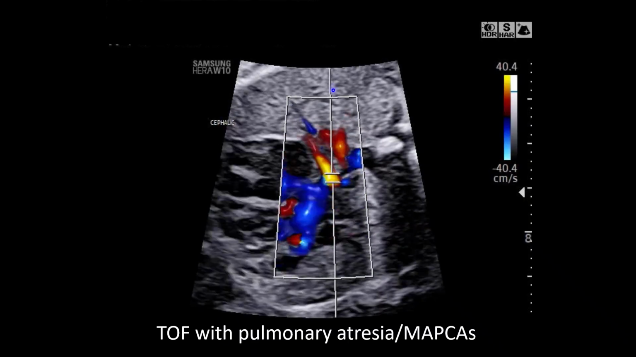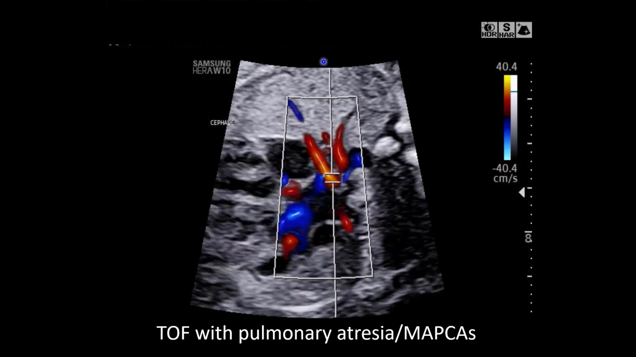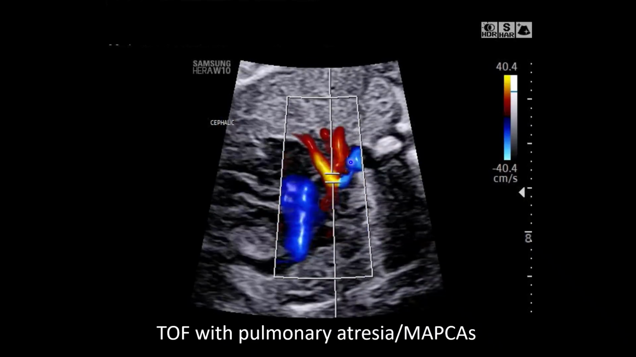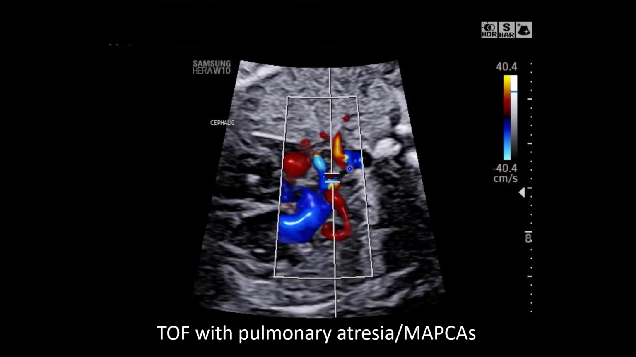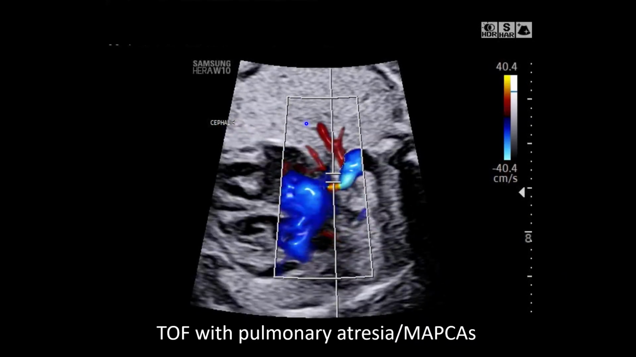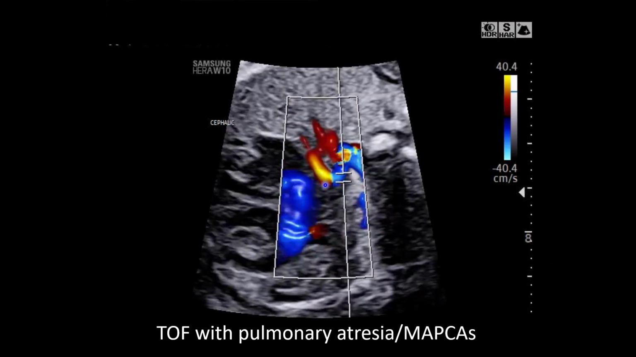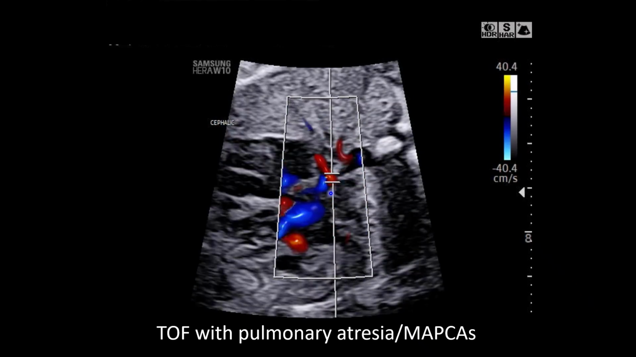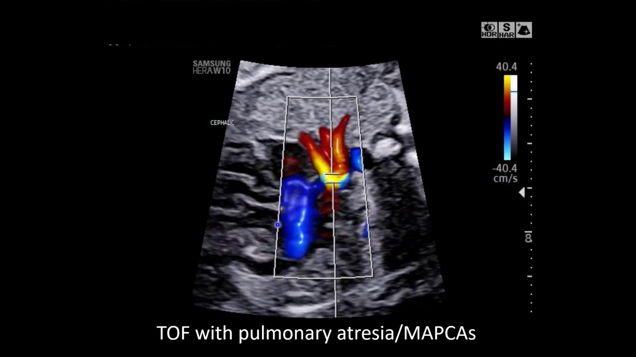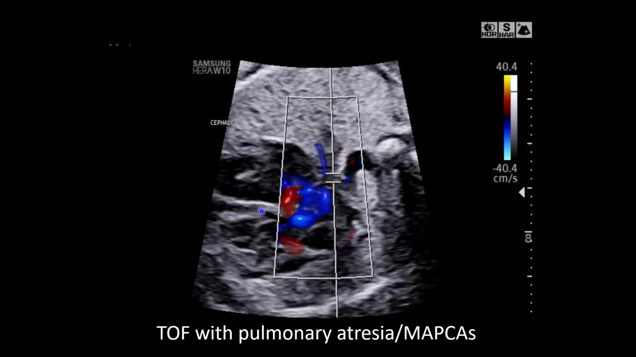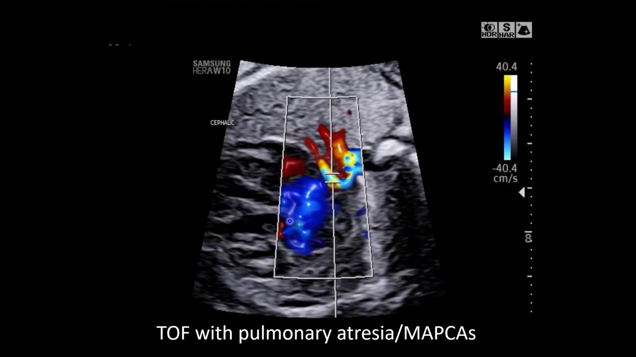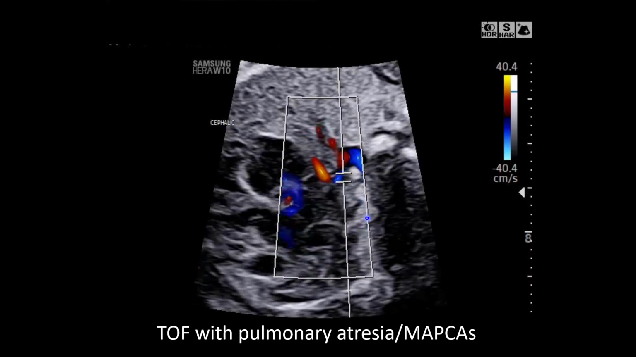And as we transition around to the left side of the fetus, we can see a larger artery here coming off the descending aorta and coursing into the left lung. And so that's a left MAPCA. We're not seeing a main pulmonary artery segment. We're just seeing a single vessel coming off of the left ventricle, essentially the aorta, the aortic outflow.